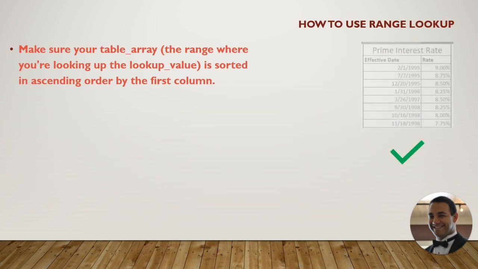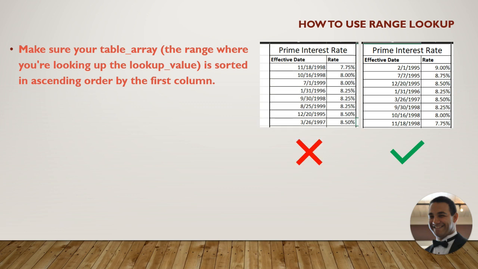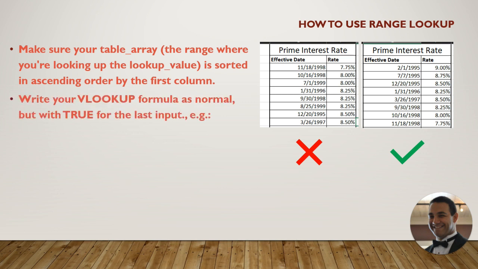First, make sure your table array, which is the range where you're looking for the lookup value, is sorted in ascending order by the first column. Write your VLOOKUP formula as you normally would, but with true for the last input.